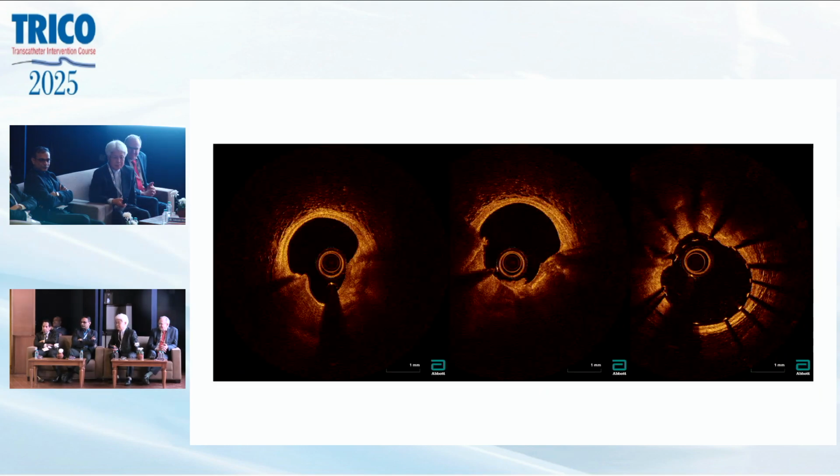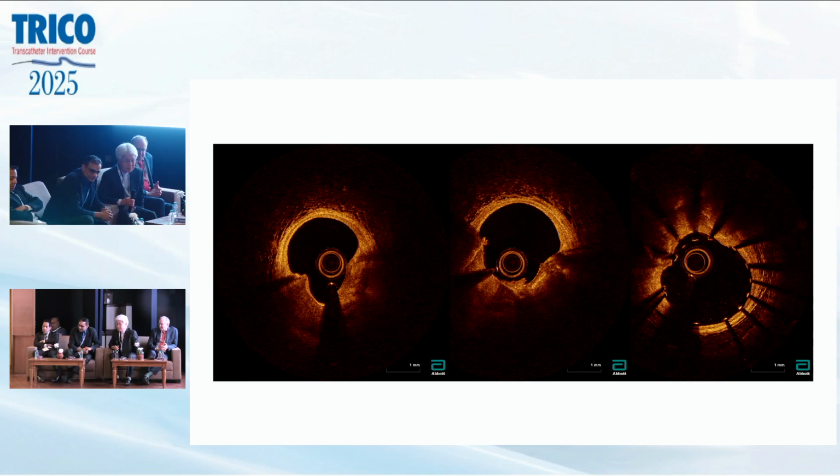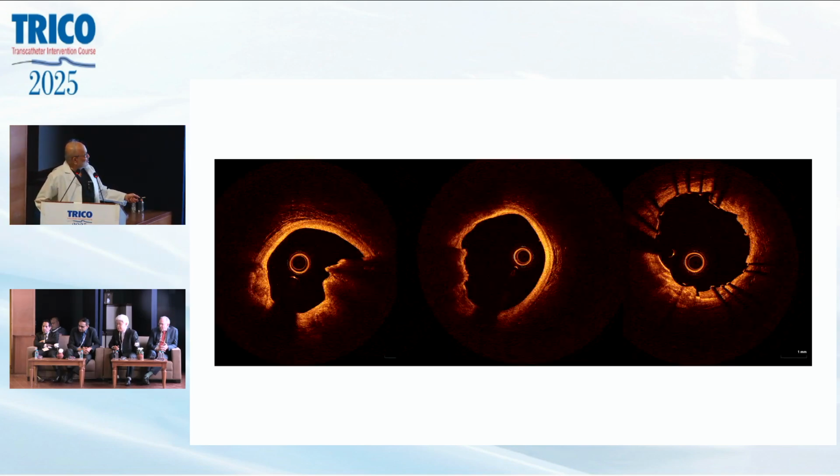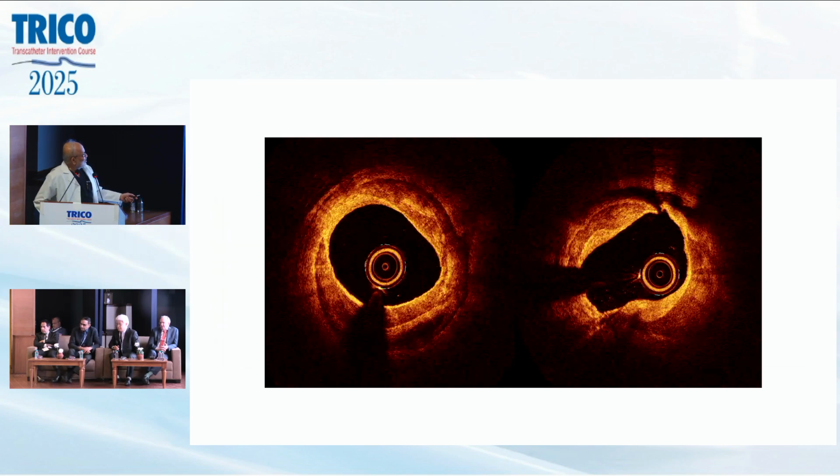So this is orbital atherectomy. You can see a sharp nodule here, and then after orbital atherectomy, you shave the sharp part and you get a good minimal stent area. Another example, and you see the same type of result.